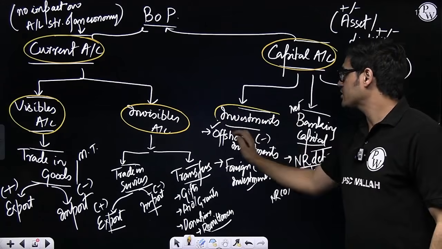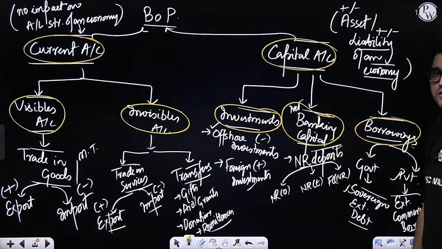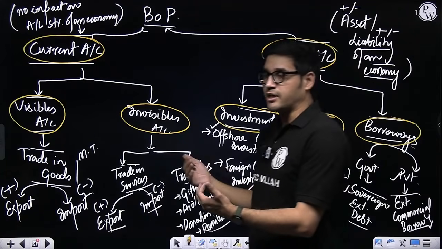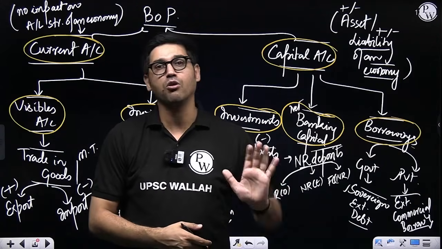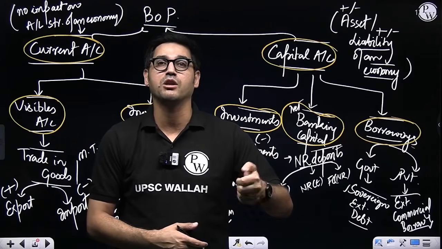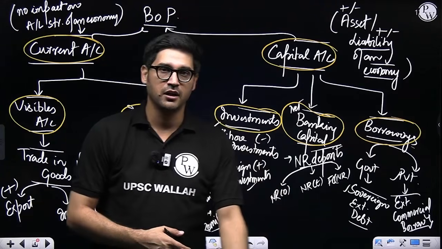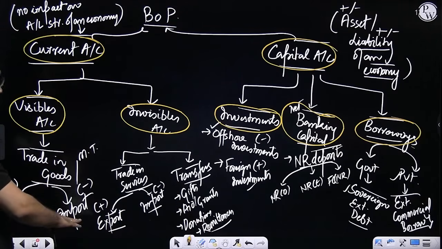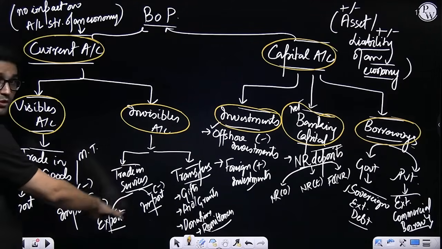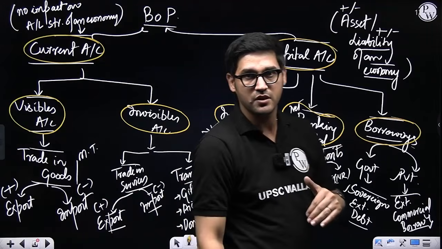Similarly, the capital accounts will have investments, it will have banking capital, it will also have borrowings. Keep in mind, we are talking about an exchange between an economy and the rest of the world. So it's not going to be only those transactions which help an economy earn more. It will also be an economy spending its money. So you will record in trade in goods, both exports and imports. Similarly, trade in services, both exports and imports. Transfers, both receipts and payments.